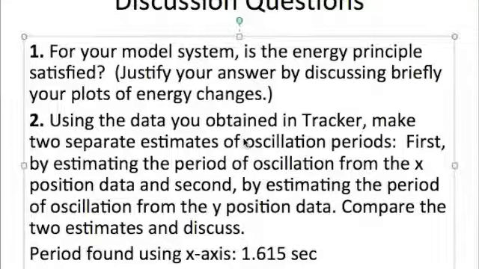And 2, using the data you obtain in Tracker, make 2 separate estimates of the oscillation period. One using the x position data, and the second using the y position data. Well, as you can see, these are my 2 period times found for the x and y axis. So you can see they're different, and this likely comes into play due to the z-axis not being accounted for. It would affect both of them differently and thus give you different times for your period.